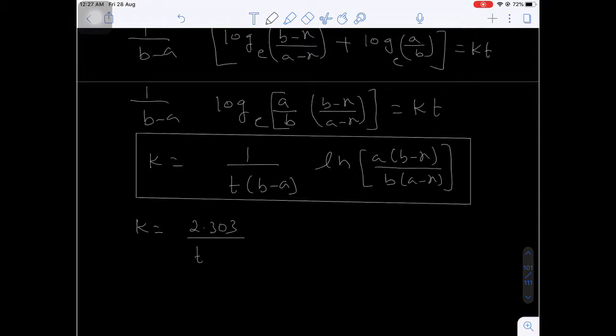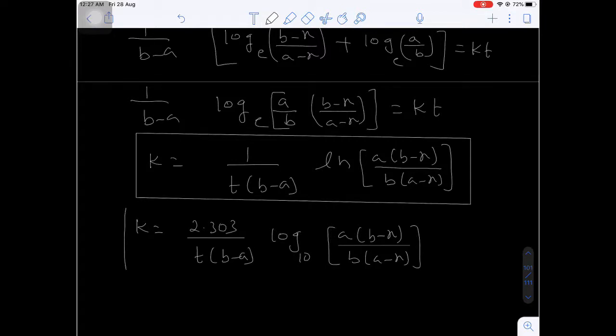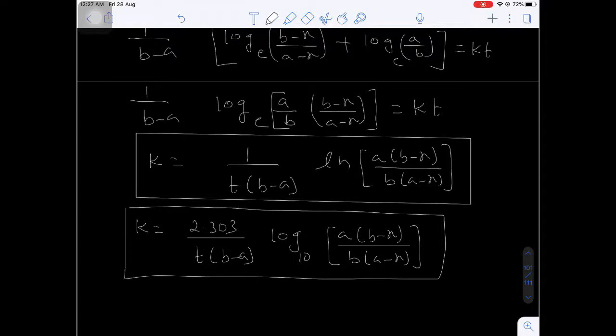Now if I write the logarithm to the base 10, then I have to multiply with 2.303, divided by t into b minus a logarithm. Now the base will be 10 here, a into b minus x divided by b into a minus x. Are you getting my point? So this will be the second order rate constant expression.